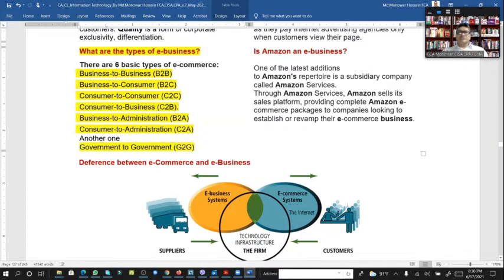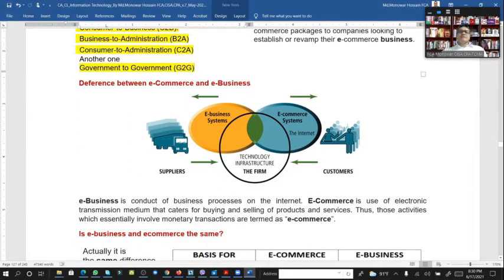If the question is whether Amazon is e-business: in the latest edition, Amazon uses a subsidiary company called Amazon Services. Through it, Amazon sells its sales platform, providing a competitive Amazon e-commerce package to companies looking to establish their e-commerce business. So it is an e-business. Now, the difference between e-commerce and e-business.